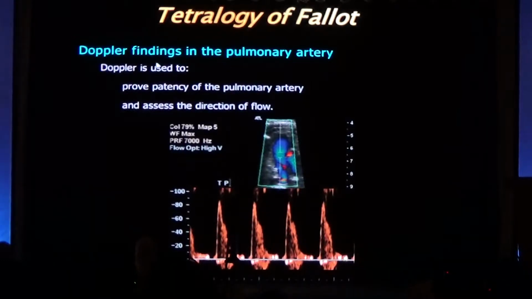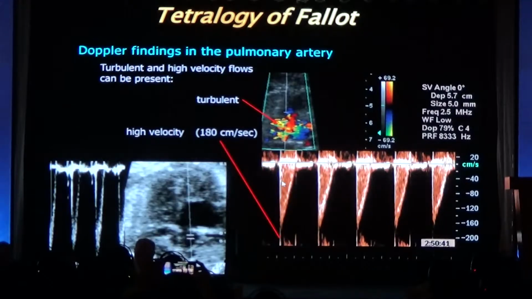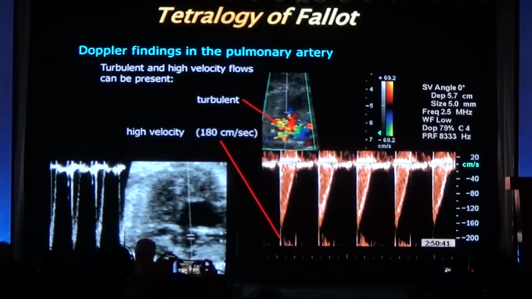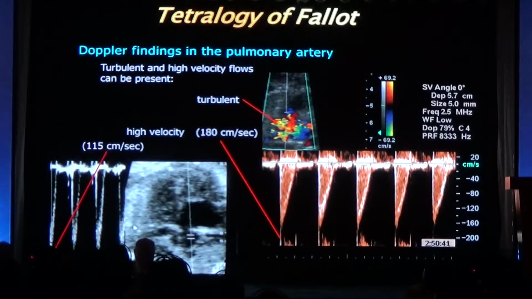If you look at the Doppler in the pulmonary, you will use Doppler to make sure that the pulmonary is patent and to assess the direction of the flow. You want to make sure that there's forward flow and not retrograde flow, and you want to make sure that it's not too fast, because that may mean the pulmonary valve is becoming atretic and you have turbulence in the pulmonary. For instance, here you have velocity at 180 centimeters per second, so this pulmonary valve is becoming very stenotic. Here's another one with 115 centimeters per second, so this pulmonary valve is also getting stenotic.